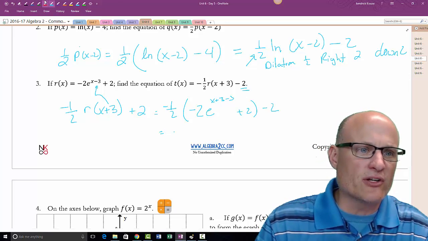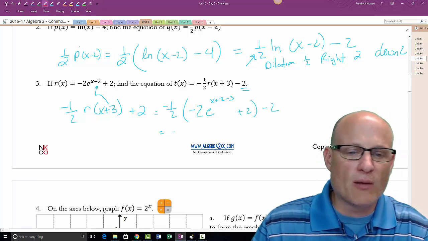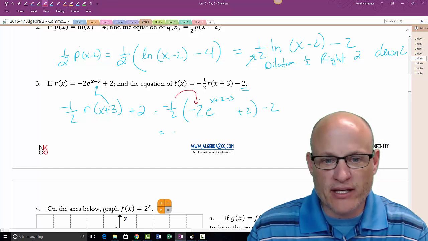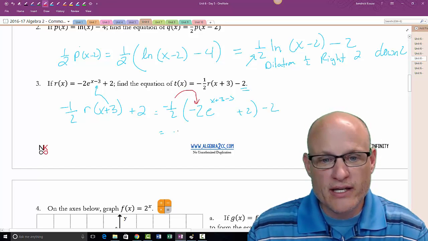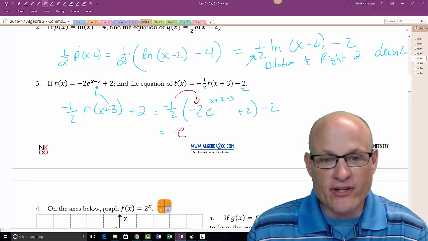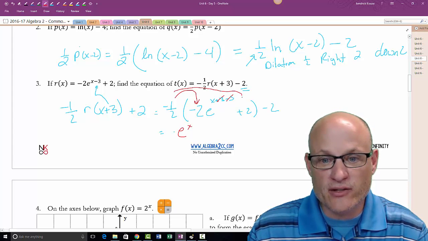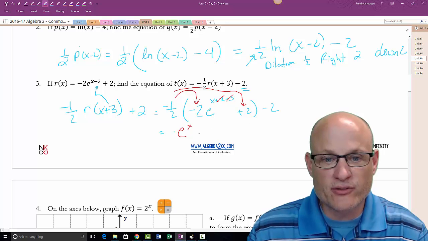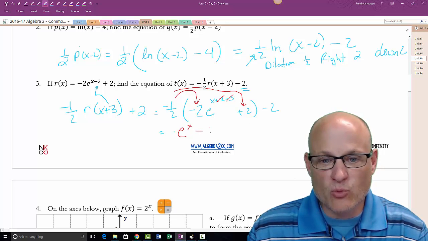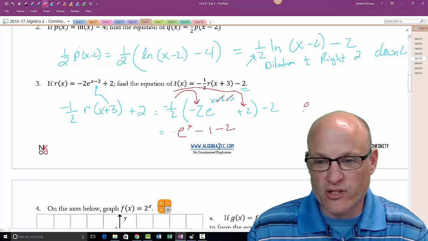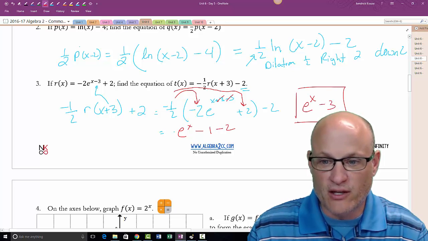So let me do this in different colors so you can see it. These are tough problems. Negative 1/2 times negative 2 is just 1. E to the x, because these are going to cancel. And then don't forget we got to distribute this over to here, so that makes minus 1 minus 2. So it really is just e to the x minus 3. That's what our new function is.